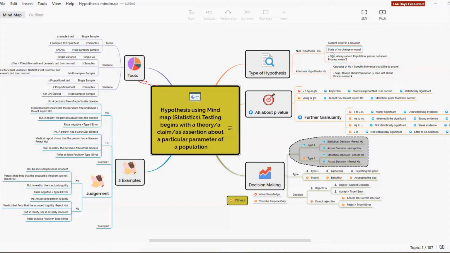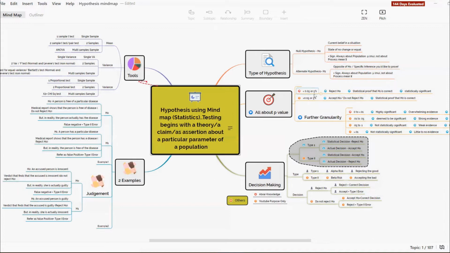And we're talking about the null hypothesis again, state of no change or equal. Generally the null hypothesis carries an equal to sign, always about the population, always about mu, right? Not about the process mean. We are talking about the parameter of a population, right? And the alternate hypothesis is where a not equal to symbol is expressed, and it is always about the population and not about the process mean. And this is very interesting. Predominantly we know these two, right?